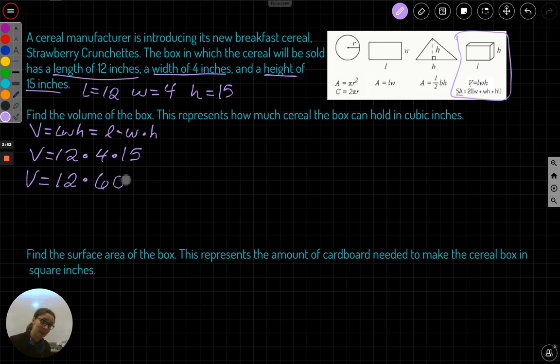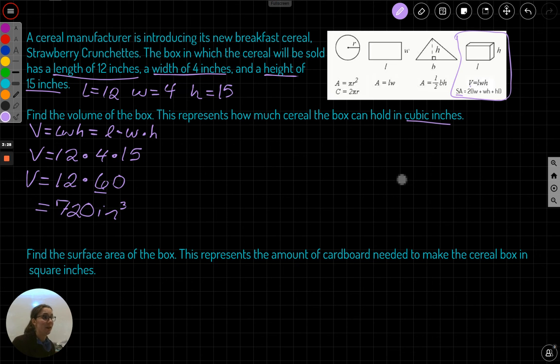12 times 60, which equals 12 times 6, I know is 72. 12 times 7 is 84. Remember that now. 12 times 6 is 72. Add a 0, 720. 720. What now? It says cubic inches here. I represent that by inches cubed. It's like little exponent cubed. This is saying cubic inches because I'm not talking about flat area. I'm talking about 3D area now. So that's the volume of this box.